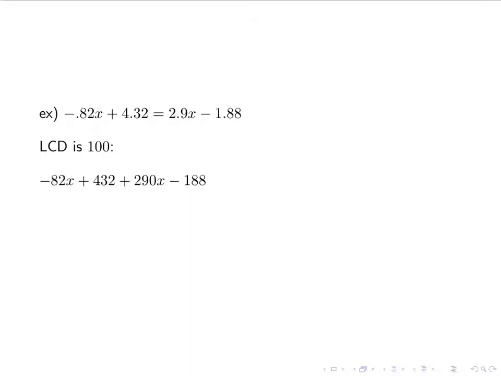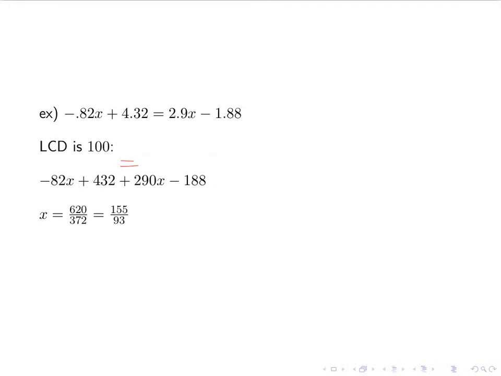And I end up with negative 82x plus 432. That should be an equal sign. Equals 290x minus 188. Okay, so again, everything got moved over 2 decimal places. And then, again, put all your x's together, put all your constants together, and we'll get 620 over 372, which again, you can simplify. So we get 155 over 93.